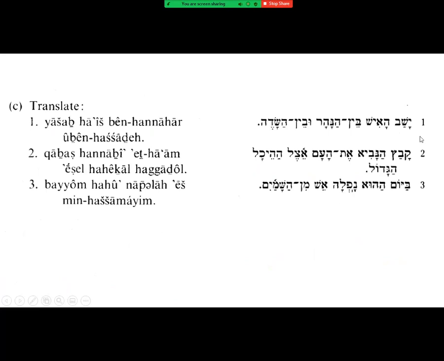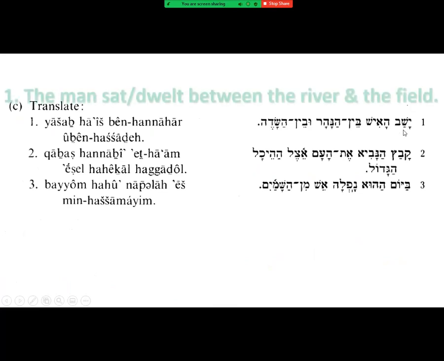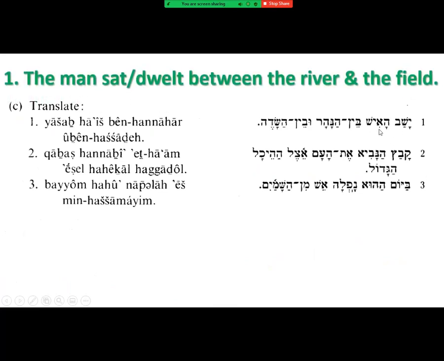Okay, looking at this, we have yashav, and yashav is to sit or to dwell in a place. So it's going to be haish. So the man sat or dwelt, bain, which is between, hanahar, which is the river, ubain, and between, hasadeh, the field. So that's what we're looking for. The man sat or dwelt between the river and the field. It was just one day, he was probably just sitting there. If he's been there for years, probably just dwelling there.